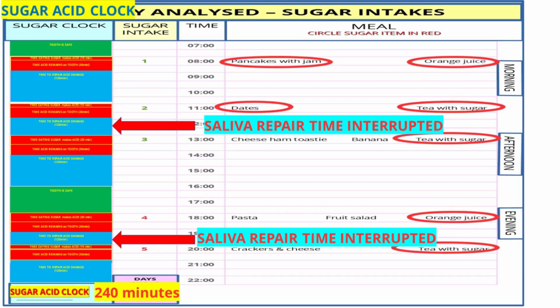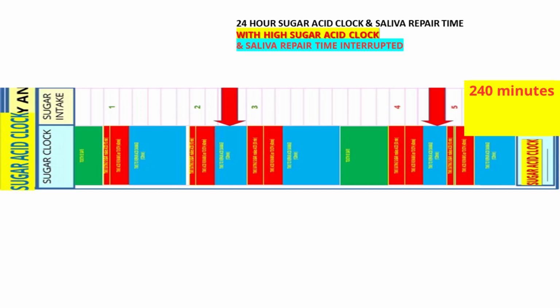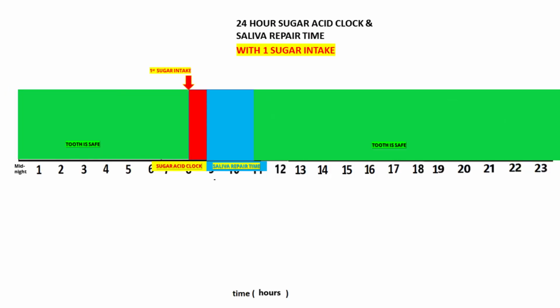And if we turn the diary to the side, we have lots of sugar acid red zones, and saliva repair has been interrupted twice, giving you higher risk of tooth decay, compared to just having one sugar intake in a day, where you only have one small red zone of acid damage and a full saliva repair time, and lots of green zone where the tooth is safe.